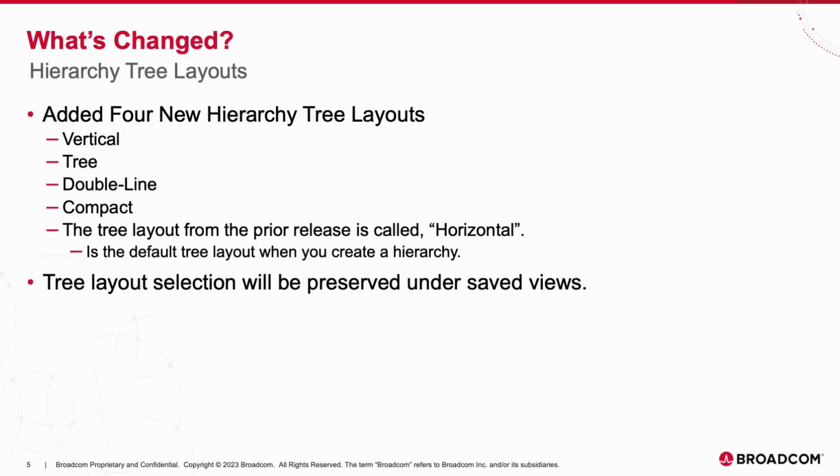So here are the names of the new 4 hierarchy tree layouts: vertical, tree, double line, and compact. And we'll cover more of these in detail in the upcoming slides. The tree layout that you've seen in prior releases will be named horizontal, and this will be the default tree layout when you create a new hierarchy instance. And as mentioned before, the tree layout selection will be preserved under Save Views.